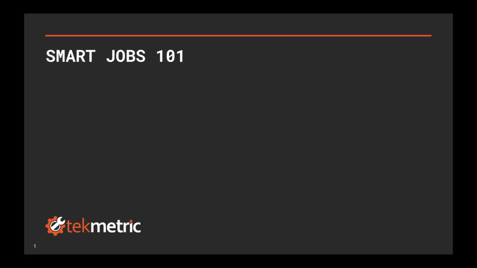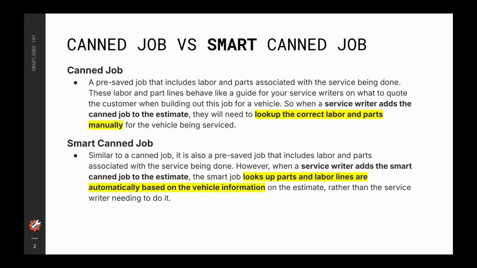Now, before I show you guys a live example in Techmetric, I wanted to review what the true difference is between the two. So in Techmetric, a CAN job is a pre-saved job that includes labor and parts associated with a service being done. These labor and part lines behave like a guide for your service writers on what to quote the customer when building out a job for the vehicle. So when a service writer adds the CAN job to the estimate, they will still need to manually look up the correct parts and labor for the vehicle being serviced.